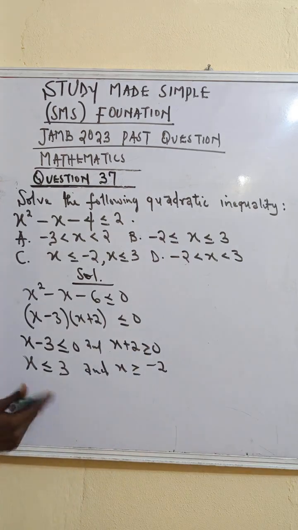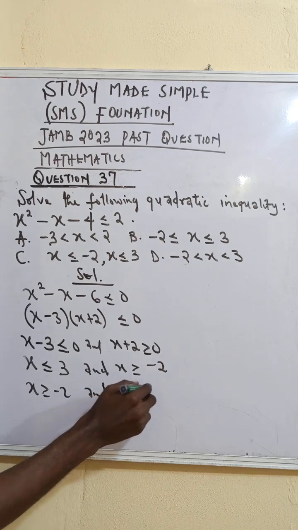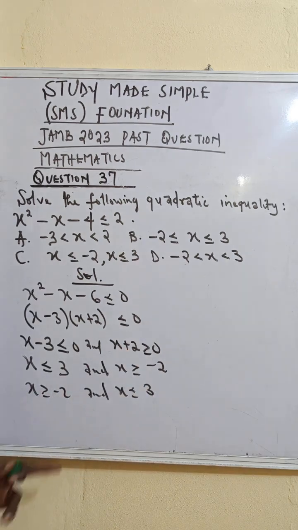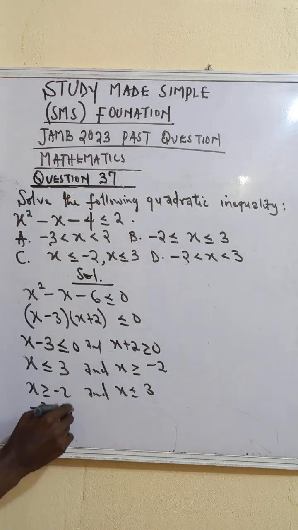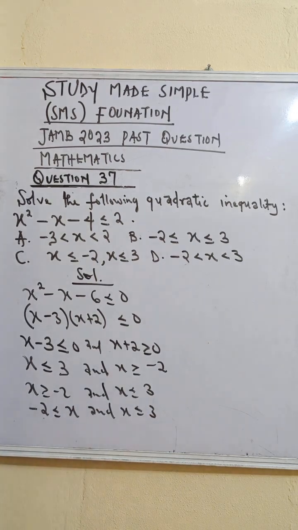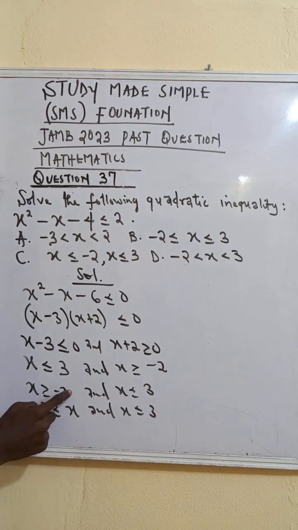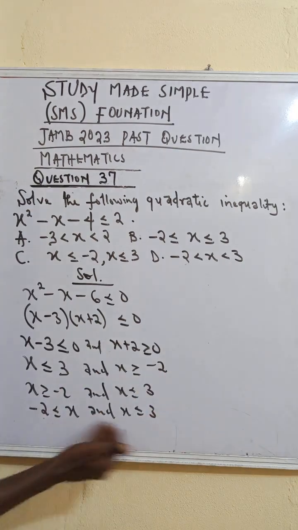If I like, I can bring this one to this side: x greater than or equal to minus 2 and x less than or equal to 3. Because minus 2 is smaller, I can rewrite this as minus 2 less than or equal to x, and at the same time x is less than or equal to 3. Because if x is greater than minus 2, then minus 2 will be less than x. So I can combine this.